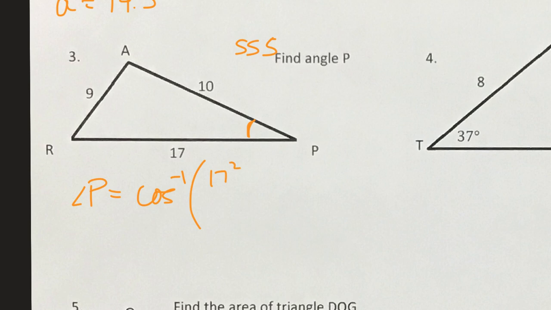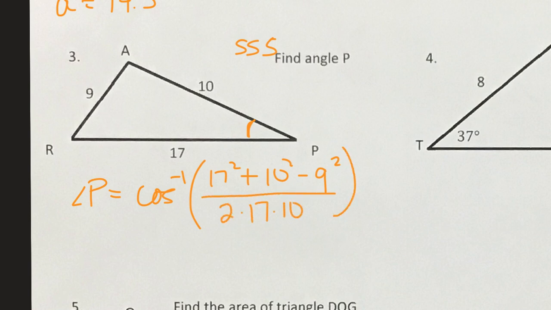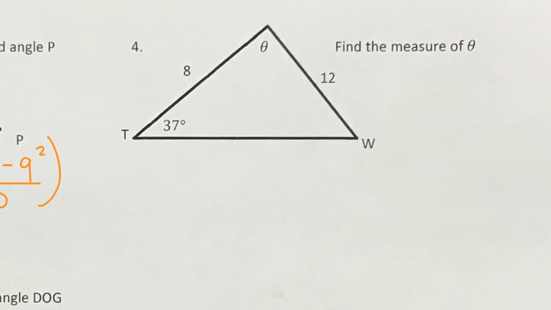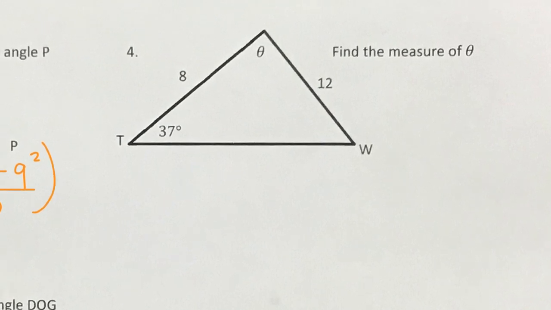So 17 squared plus 10 squared minus 9 squared, right? 9 is across from P, so that is the side that gets subtracted in your formula. So rounding, we get an angle for angle P of 25 degrees. Same as before, when you have 3 sides, you can find an angle by using the law of cosines.